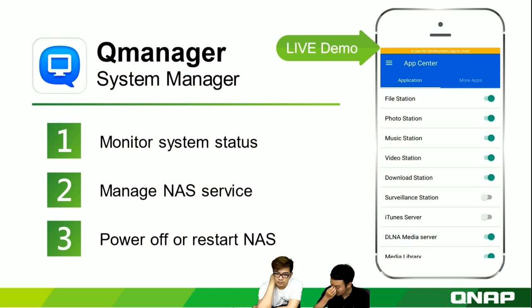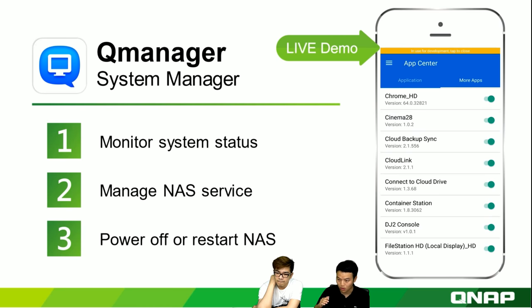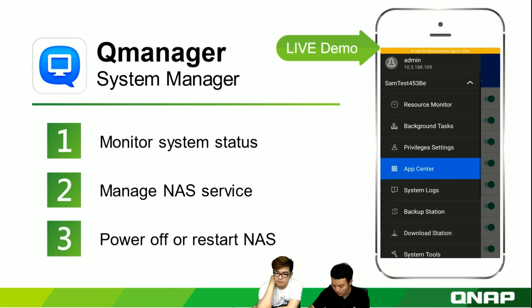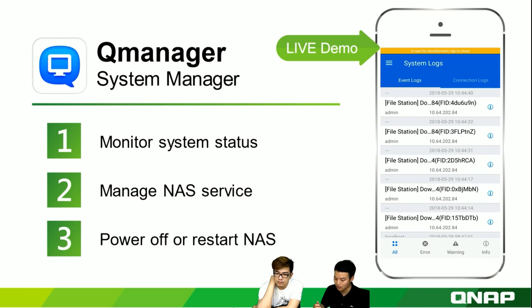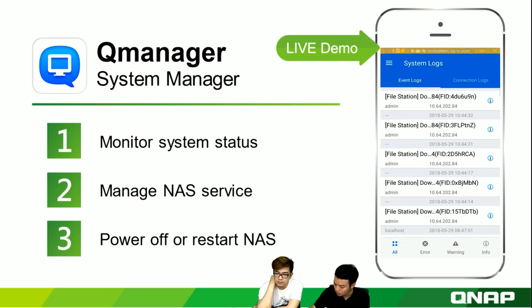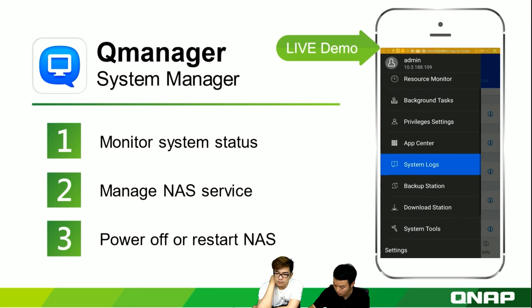So you will see the basic applications like File, Photo, Music, Stations, and even more apps. Everything has its own switch. You can just turn it off and restart it, and everything will be just fine. And an even cooler thing is it's not just at the application level, because we also support system-level things. So the event log, of course, gives you an idea of what's been going on with your NAS.